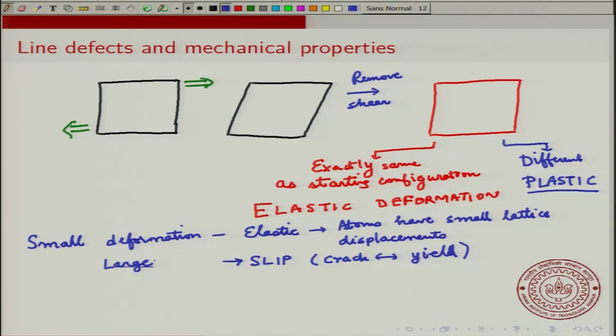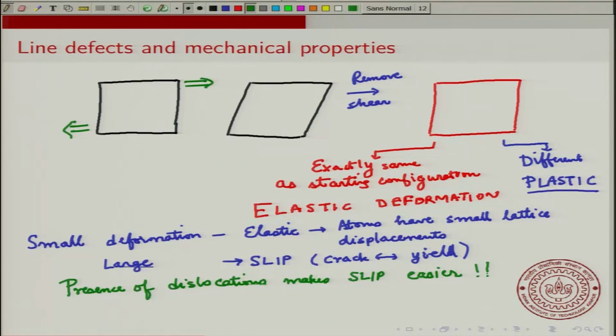If you have a perfect crystal, then this is what you can expect. Now if there are dislocations, the presence of dislocations makes slip easier. So if your crystal has these dislocations, then it is actually easier to do this slip and these larger deformations. Plastic deformation becomes easier. Plastic deformations are related to dislocation motion, so this is really related to motion of dislocations.